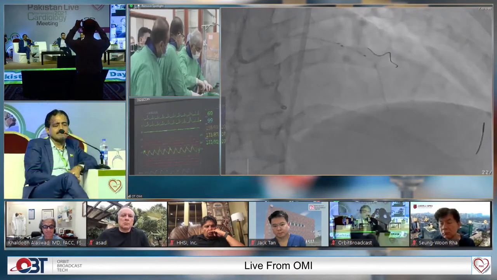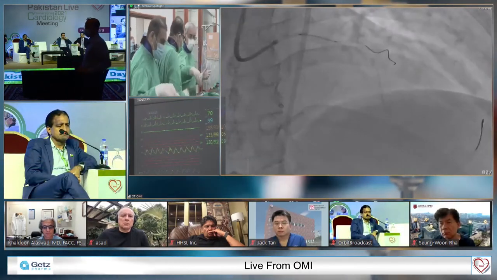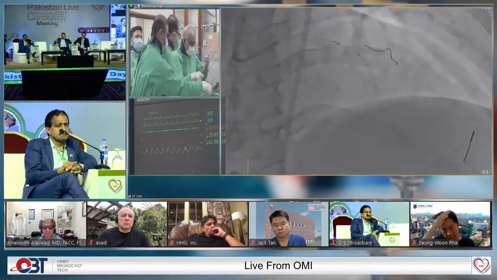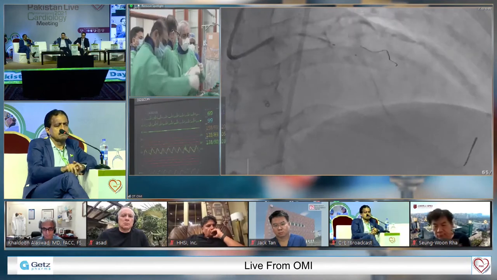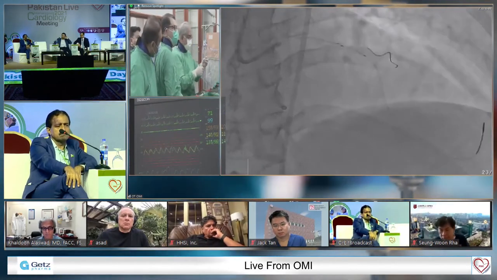Can I have another run through, please? Yes. The shape, and so there's a big side branch, and I'm going to try and get my wire down there. And then I'm going to inflate across it and see what kind of strategy you want to have for this.